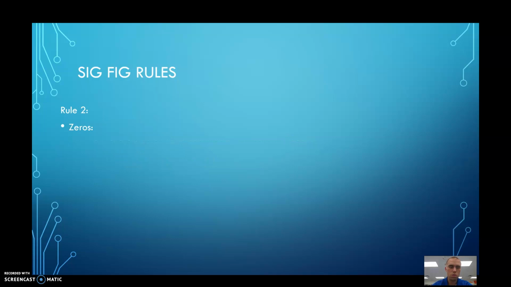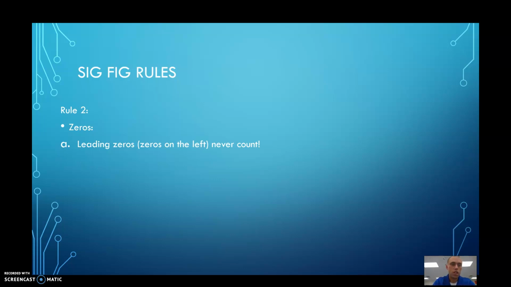Rule number 2 talks about zeros. And zeros, the second rule, is where things get a little bit tricky. Because rule number 1 makes sense. Anything that's not a 0, it matters. Okay? Those numbers are significant. Certain zeros are significant and certain zeros are not. So we need to figure out how to determine which zeros count. There's 3 types of zeros.